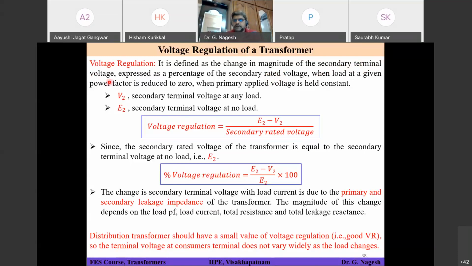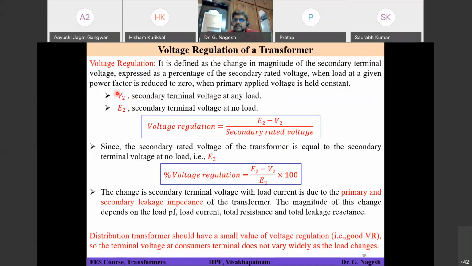That is called terminal voltage. Both are terminal voltages only, one without load, one with load. When it is without load, we can call it secondary terminal voltage under no load condition, or straight away you can call it secondary rated voltage. One scenario is when the load is connected, and when the load is disconnected, that is another thing. V2 is generally the term given for the secondary terminal voltage at any load.